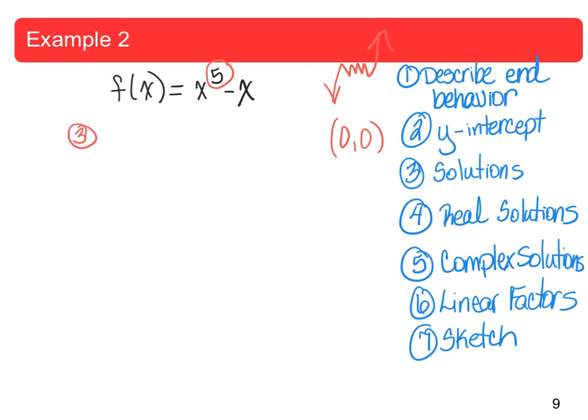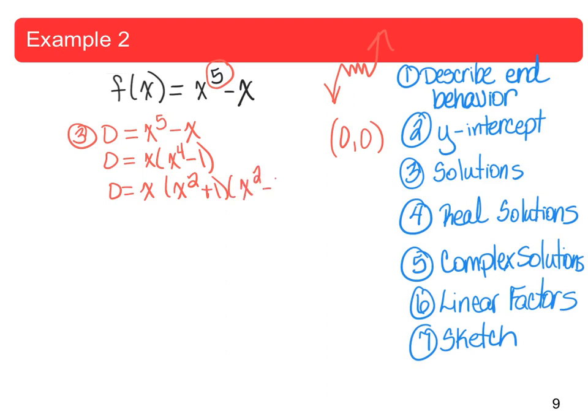Okay, I need solutions to this. So I have 0 equals x to the fifth minus x. The first thing I can do is I can factor out an x. And I'm left with x to the fourth minus 1. X times x to the fourth minus 1. Okay? X to the fourth is a perfect square that sometimes we don't realize is a perfect square. What is the square root of x to the fourth? X squared. Okay? So this becomes x times x squared plus 1 and x squared minus 1.